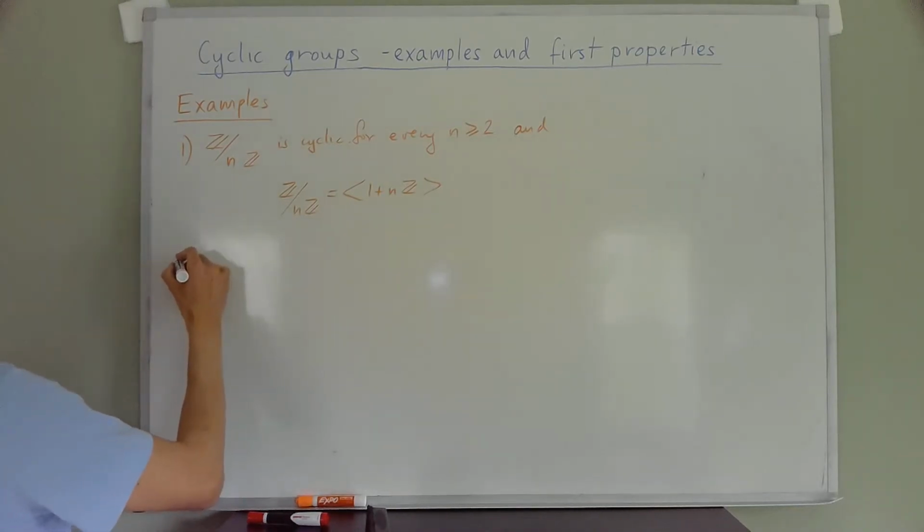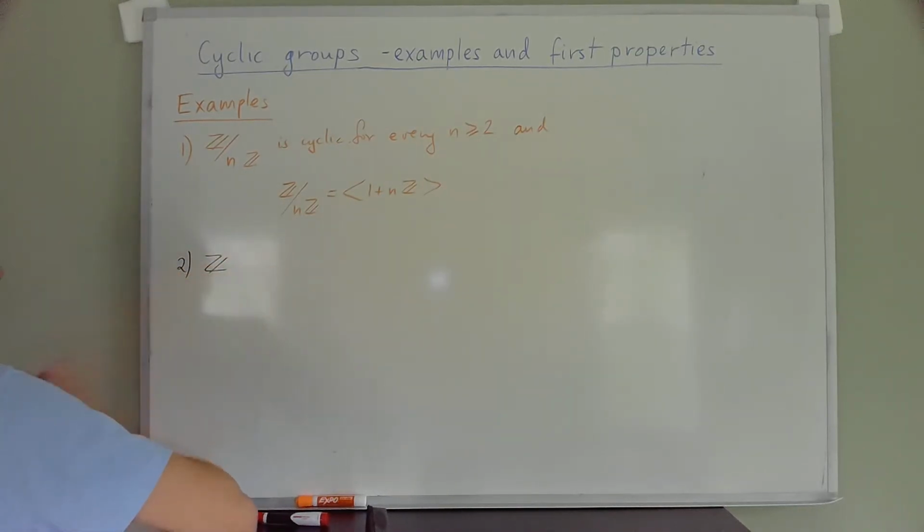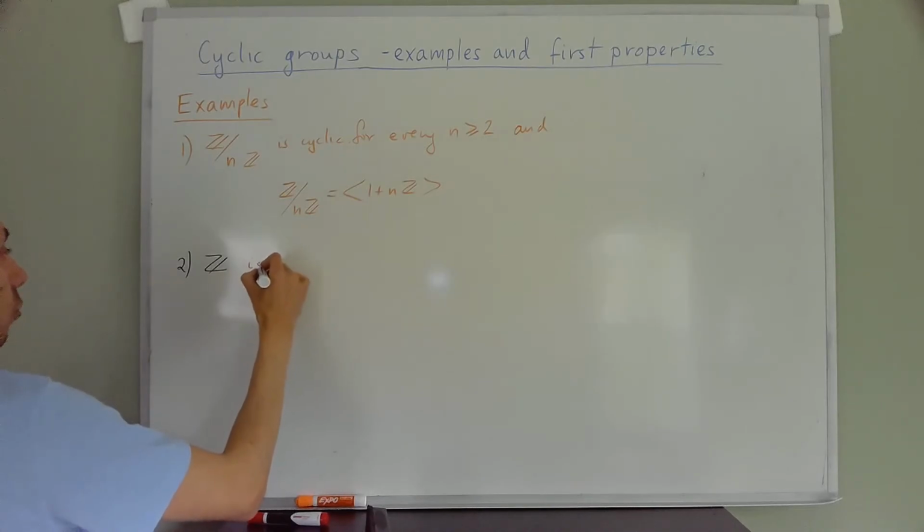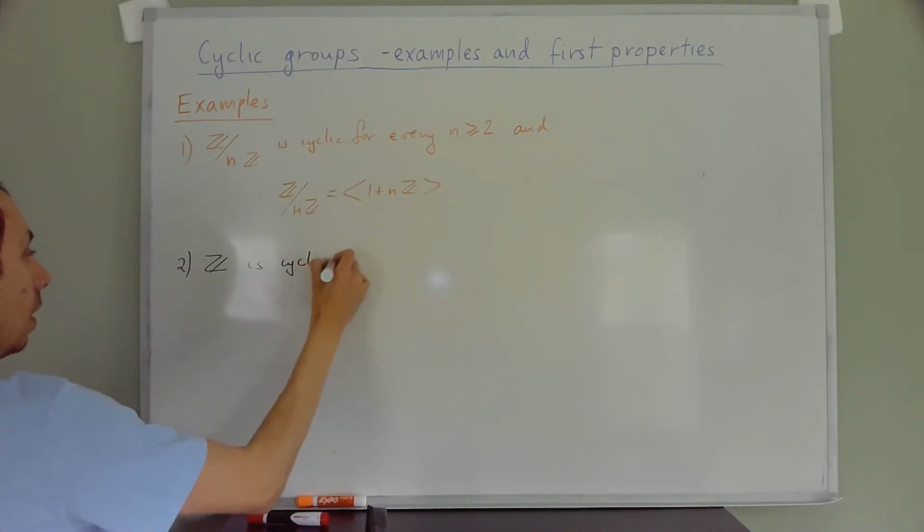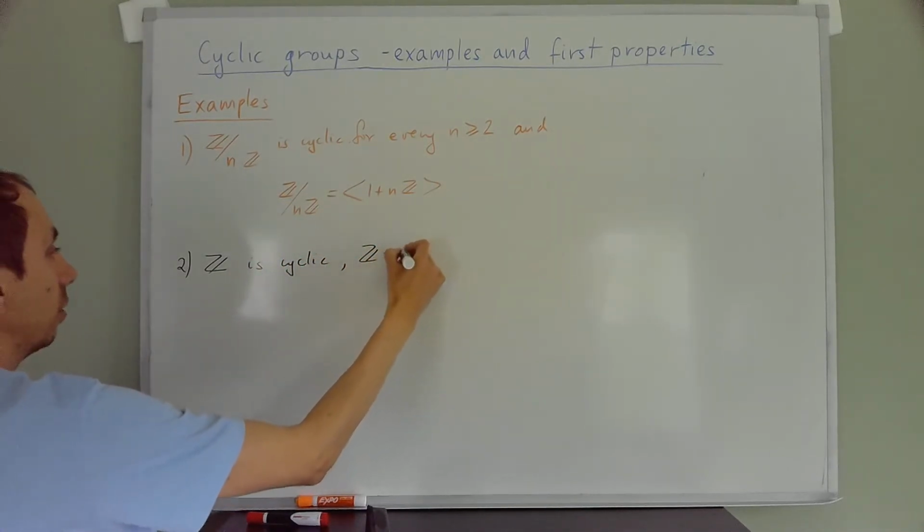Let's look at Z with addition, and I claim that this group is also cyclic, and in fact it's generated by 1.